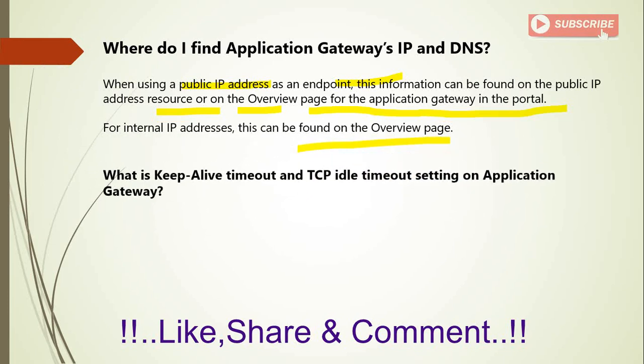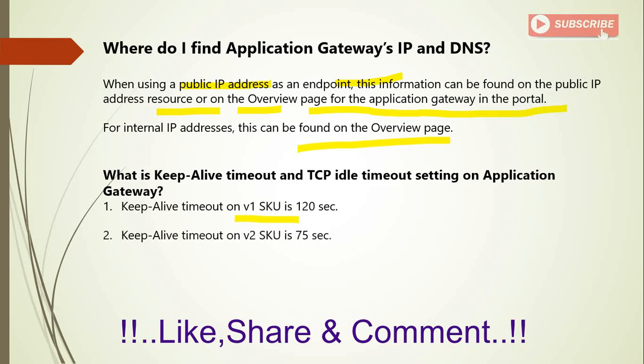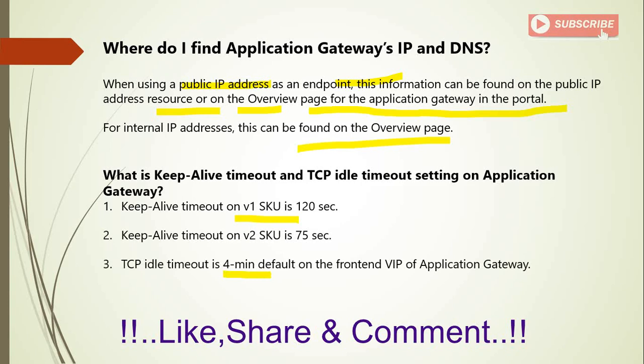Next one, what are the keep alive timeout and TCP idle timeout settings on application gateway? Keep alive timeout depends on the version. On version 1 it is 120 seconds. On V2 it is 75 seconds. TCP idle timeout is 4 minutes by default on the front end VIP, the virtual IP of application gateway.